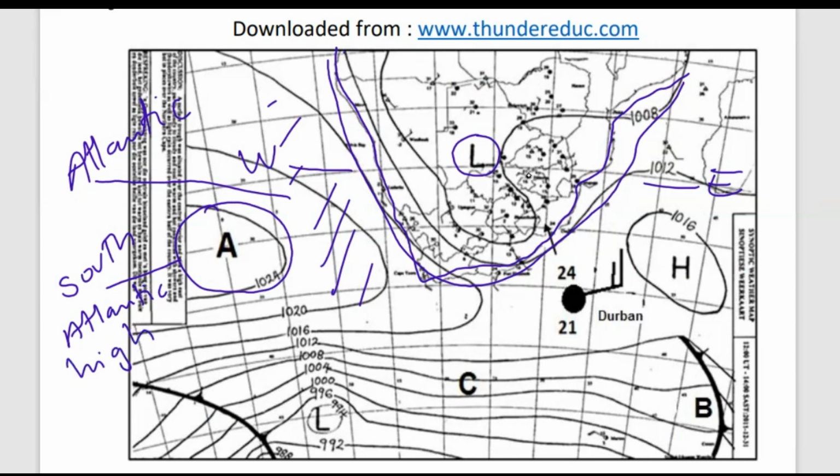Or we can give it another name, Saint Helena High. That is found to the west of South Africa. Since we have spoken about the South Atlantic High, remember it has two names. It can be referred to as St. Helena High or South Atlantic High.